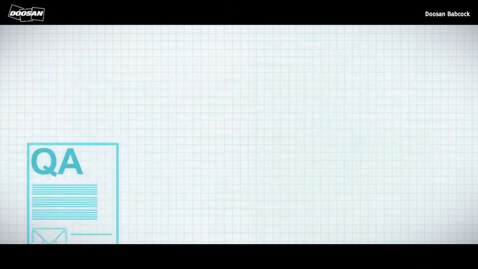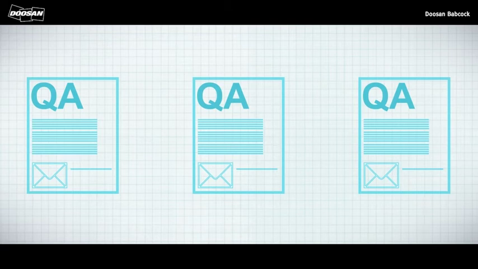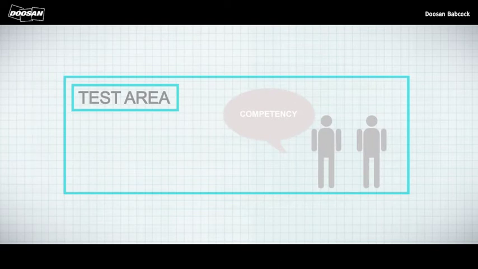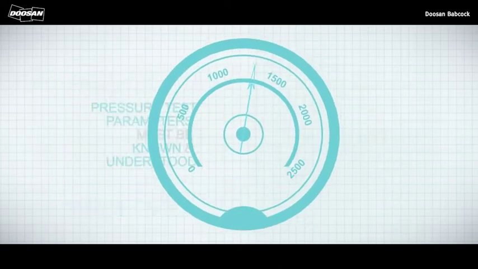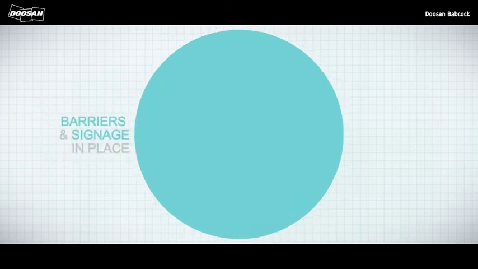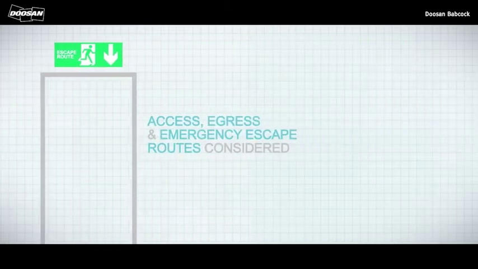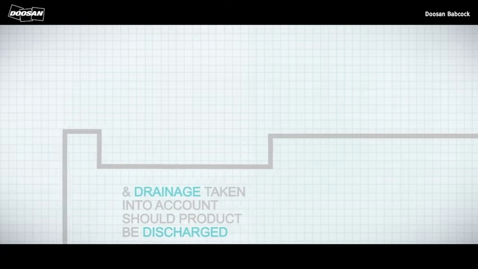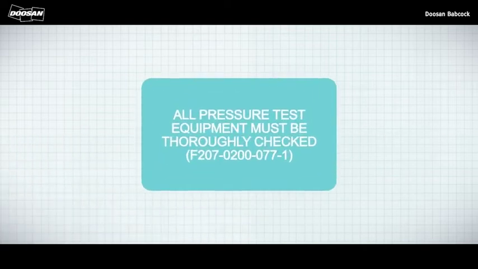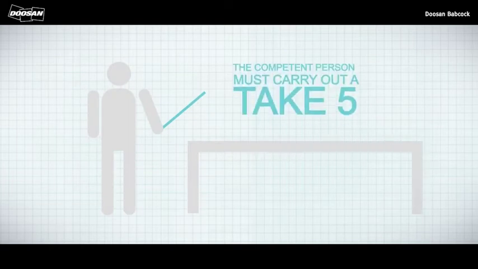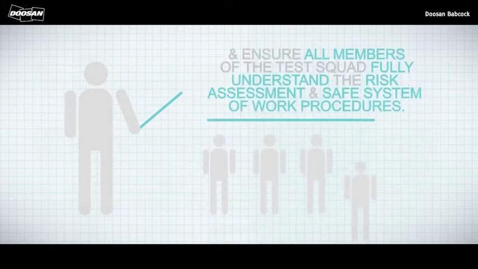Prior to work, all QA documentation must be completed, reviewed and approved. The nominated test area and competency of those involved must be checked and authorized. Pressure test parameters must be known and understood, barriers and signage in place, access, egress and emergency escape routes considered, and drainage taken into account should product be discharged. All pressure test equipment, including the test rig, must be thoroughly checked and a pre-test checklist completed. The competent person must carry out a Take 5 and ensure all members of the test squad fully understand the risk assessment and safe system of work procedures.